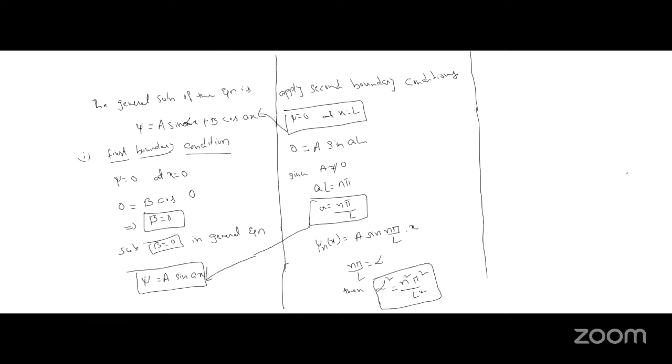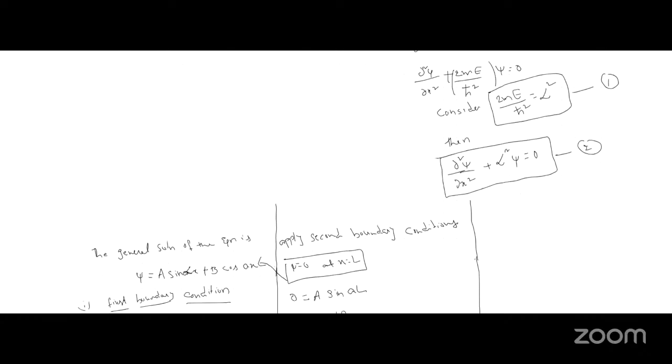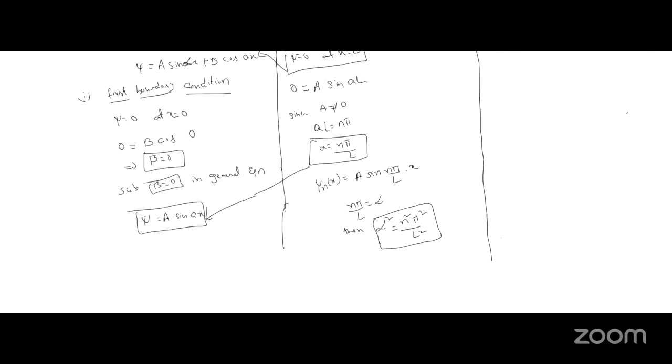Got alpha square. We also had a previous alpha. Where did the previous alpha square come from? We have to equate the two alpha squares. What is the equation? In equation 1, what did we get for alpha square? We got 2mE by h dash square. Here, what did we get for alpha square? n squared pi squared by L squared. Equate the two alpha squares.